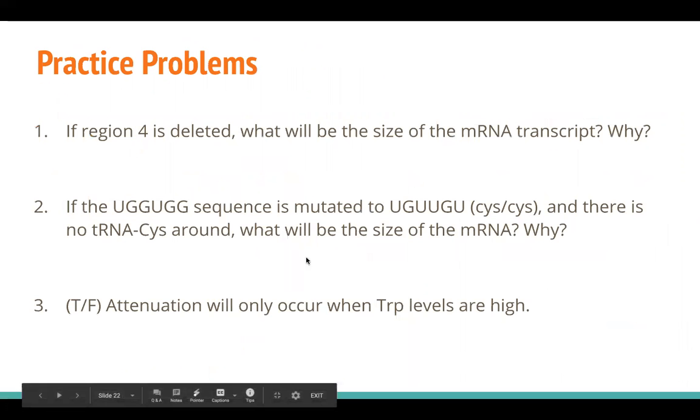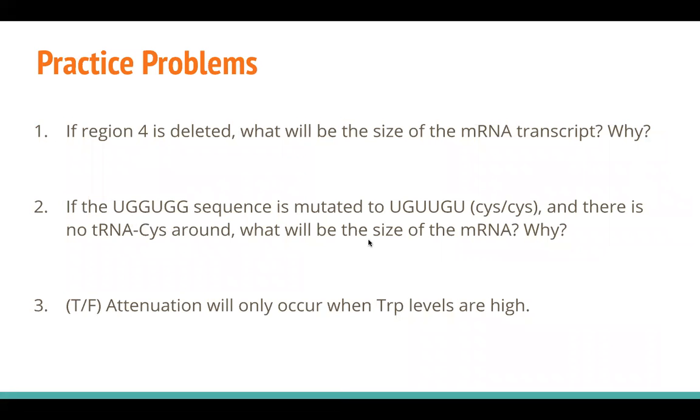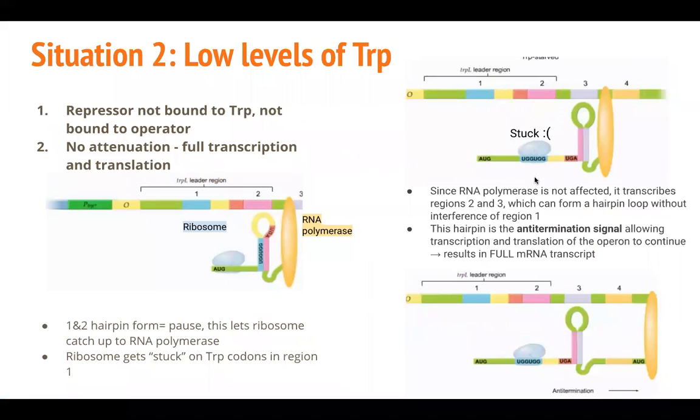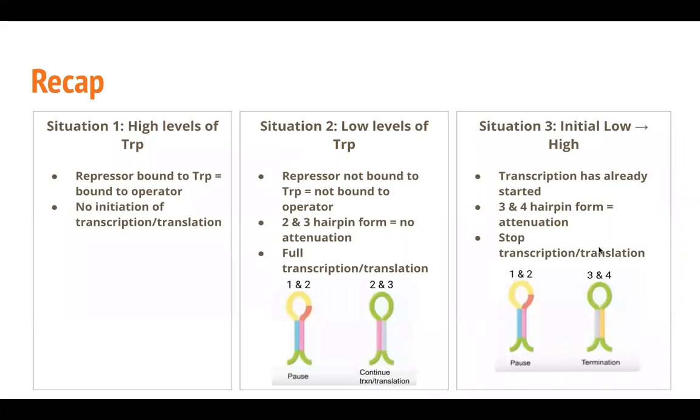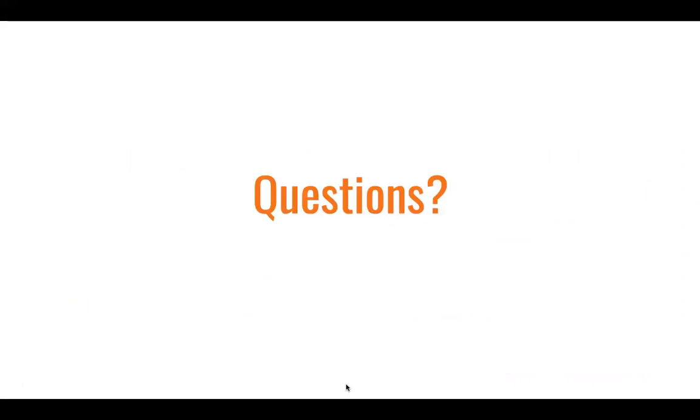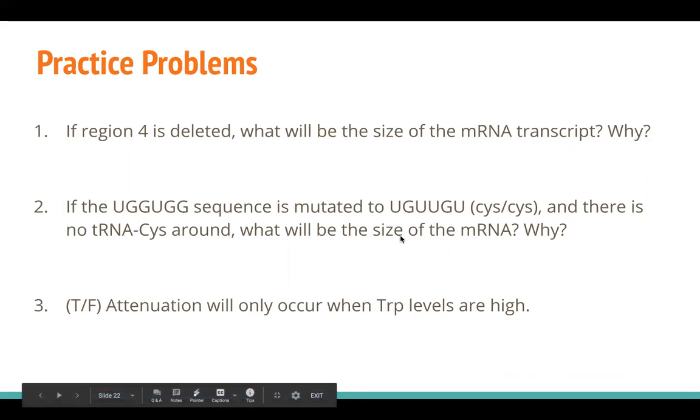termination. So in this question, if you mutate the tryptophan to cysteine, it's essentially the same deal as if you don't have a lot of tryptophan around. It's exactly the same deal, actually. If you don't have enough tryptophan, the ribosome will get stuck here because it doesn't have enough tryptophan. That will result in 2 and 3 pairing together, and if 2 and 3 pair together, you get the full length transcript. Does that make sense?